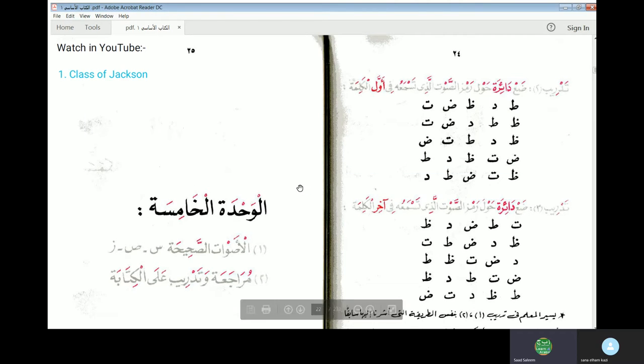Fifth unit. Consonant sounds. Consonants.